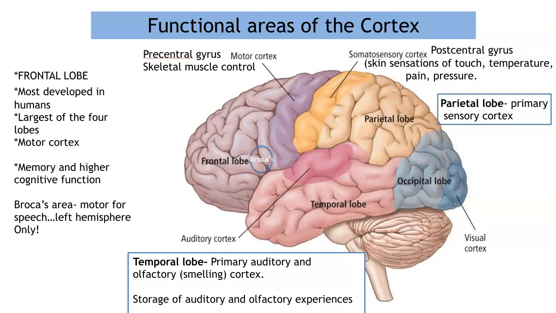So let's look at our lobes and what they actually are doing. Let's start with the frontal lobe. We said the central sulcus separates the frontal lobe from the parietal lobe. So this is our frontal lobe. It is our biggest lobe. When you think of personality, higher cognitive function, thinking and reasoning, this is the frontal lobe. It also includes that precentral gyrus that is controlling your skeletal muscles. And on the left hemisphere of the frontal lobe only, you're going to have Broca's area. Broca's area is your motor for speech, your ability to form words and actually make speech. It's in the frontal lobe, only in the left hemisphere.